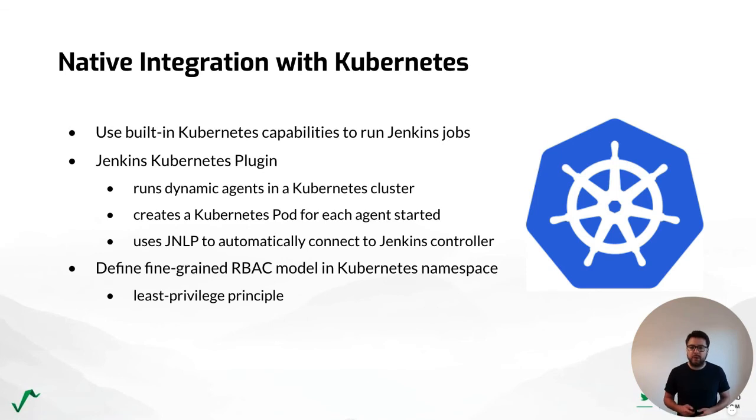It uses JNLP to automatically connect to the Jenkins controller to maintain connectivity. And again, define fine-grained RBAC model in Kubernetes namespace. Make sure you follow least privilege principle here.